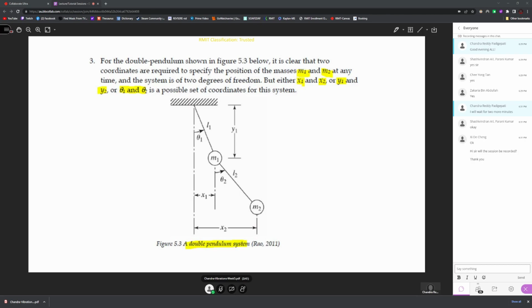So here this is a case of a double pendulum. So here the two variables can be the linear variables x1 and x2, or we can also write the equations of motion in terms of the angular variables θ1 and θ2.